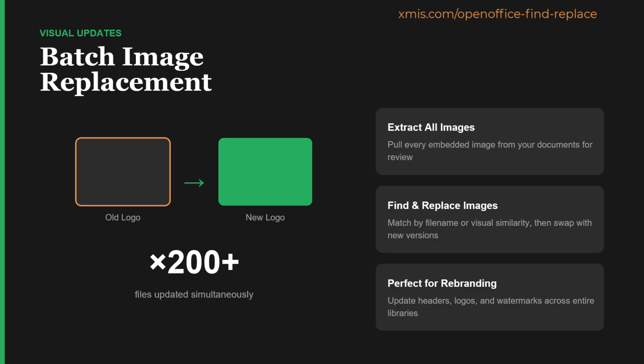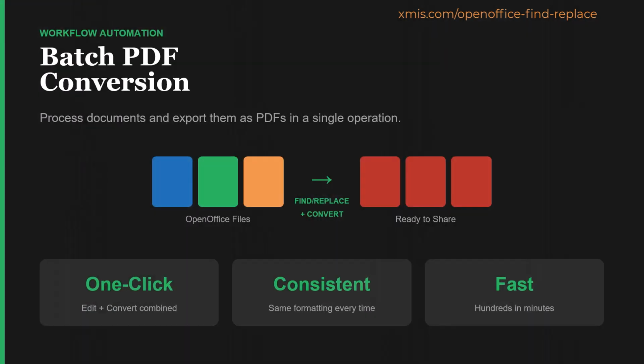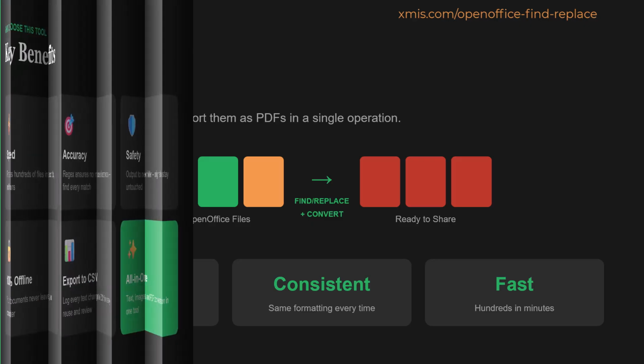If you've ever been through a company rebrand, you know this feature alone is worth the price. And finally, you can combine all of this with PDF conversion. Where would we be without PDF? So your workflow becomes: take my OpenOffice documents, apply all of my find replace rules, and export the results as PDF. One operation. Great for when you need to distribute finalized documents, contracts, reports, anything you don't want people editing.